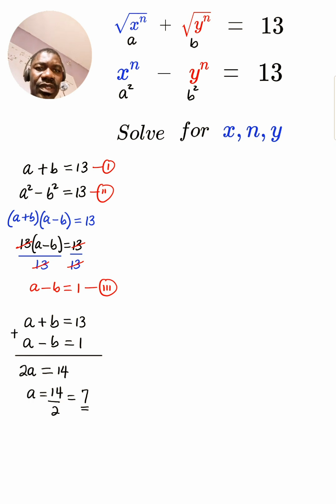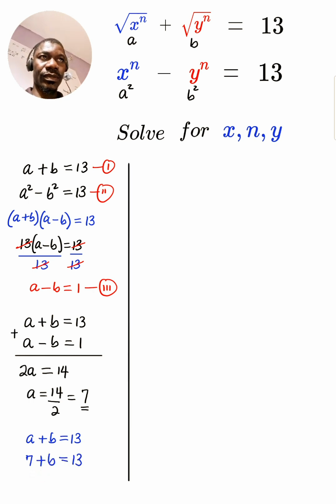So if we plug in this 7 into either equation 3 or equation 1, let me use equation 1. There I have a plus b equals 13. Let us plug in this 7 for a. So here you have 7 plus b equals 13, and if we make b the subject of the relation, we have b equals 13 minus 7, then b will give us 6.